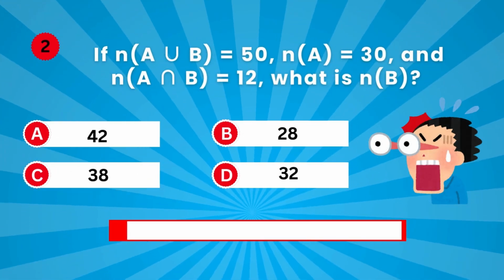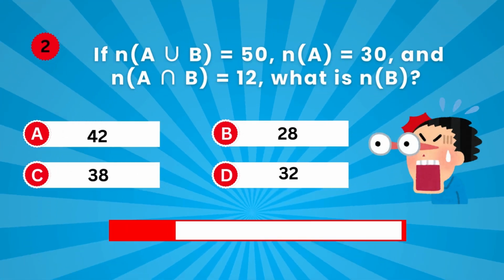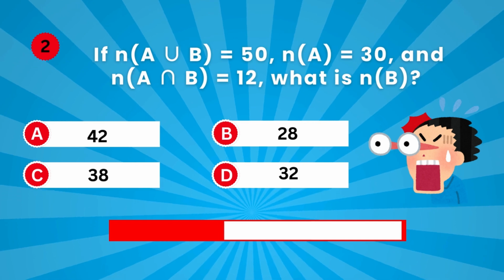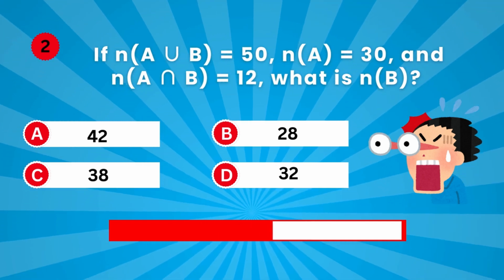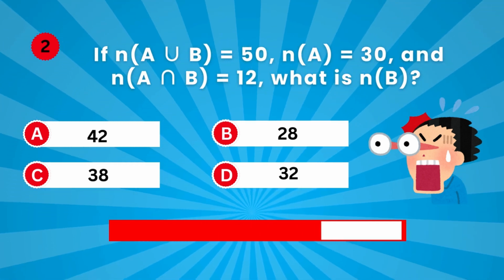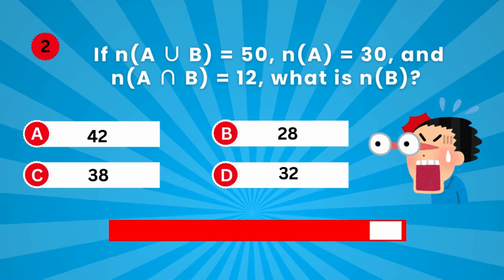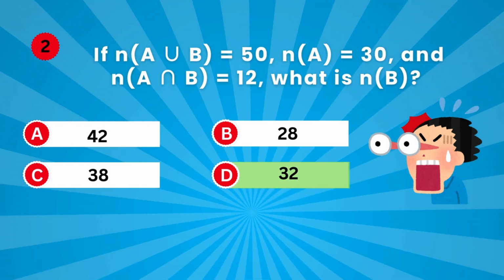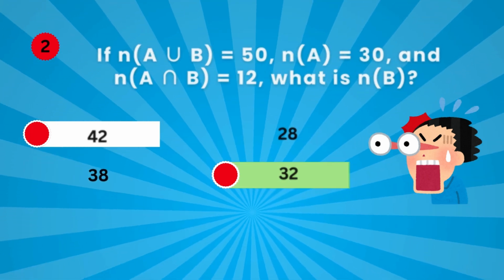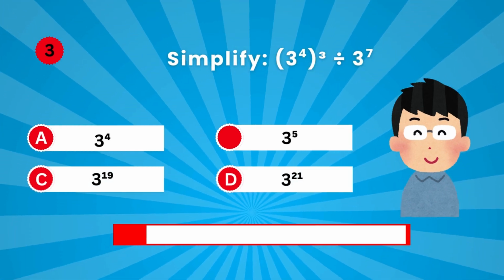If n(A ∪ B) equals 50, n(A) equals 30, and n(A ∩ B) equals 12, what is n(B)? 32. 3³ divided by 3.